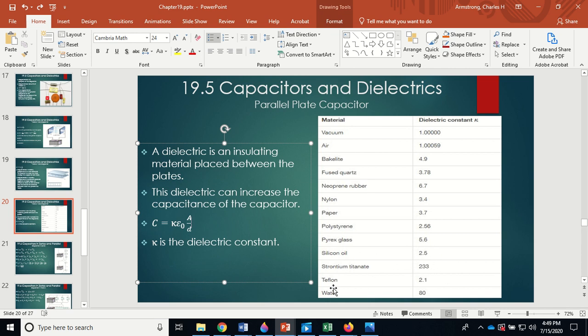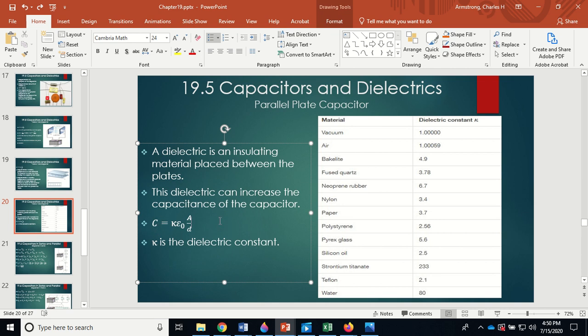Don't know what the physics is. Water makes it go up 80 times. So you can have 2 parallel plates, and you can measure the charge across them. That's how many coulombs per volt that capacitor could charge. You stick water in there, and you multiply this number by 80. And now that's how much more charge it would be able to store, because the capacitance goes up.